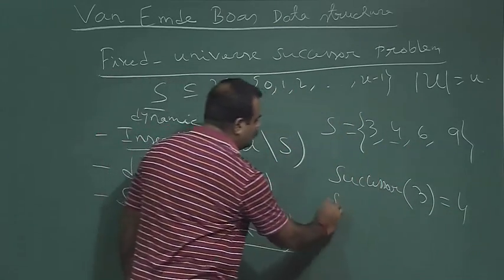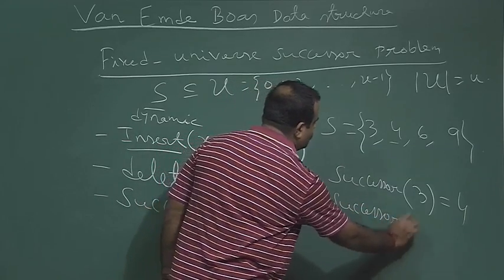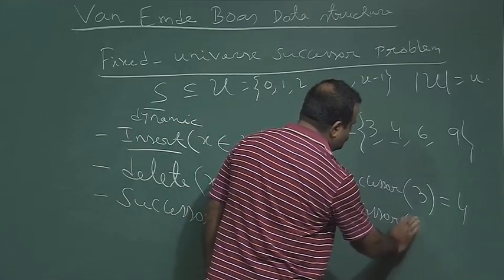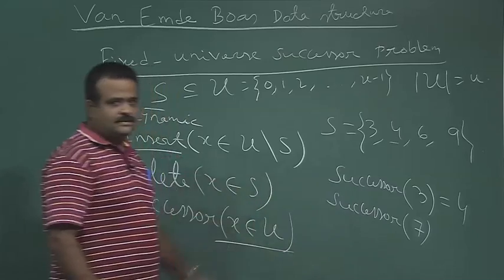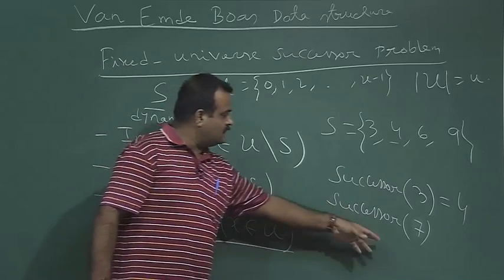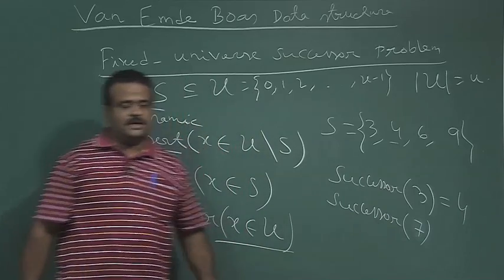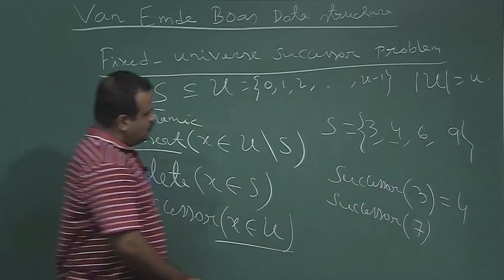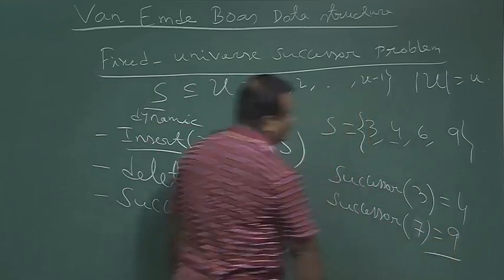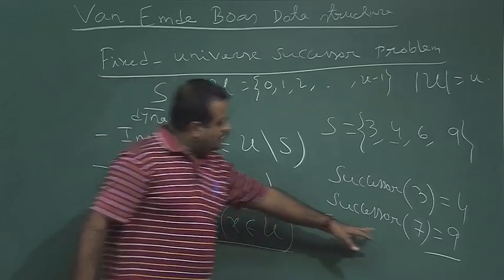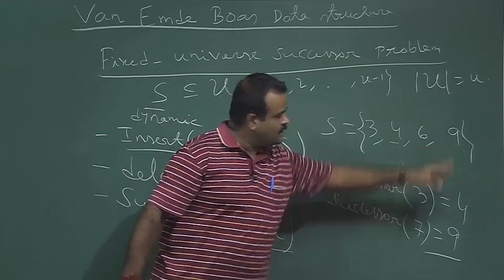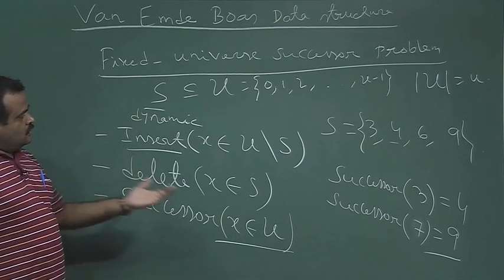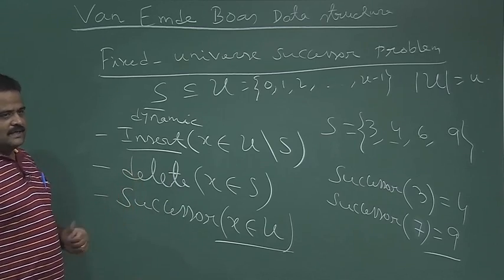We can also query the successor of, say, 5 or the successor of, say, 7. 7 is not in S. So it is not necessarily true that the successor query is on an element which is in S; it can be any element in U. So this is basically 9. After 7, the next element in S is the successor. Similarly, we can have a predecessor, which is the previous element in S. So this is the problem.